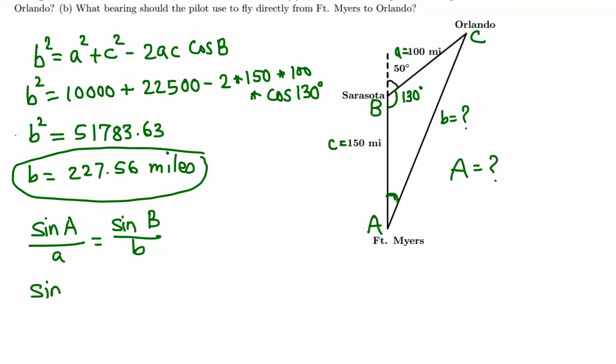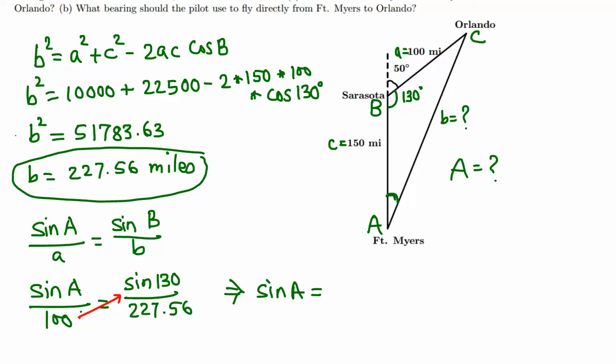That is sine A, A is to be determined, over a, that's 100, equals sine B, B is 130, over lowercase b that we just found, 227.56. Cross multiply, that means just move 100 to the top because we want to isolate sine A and eventually A. So sine A equals 100 times sine 130 all over 227.56. I don't want to go to decimals.